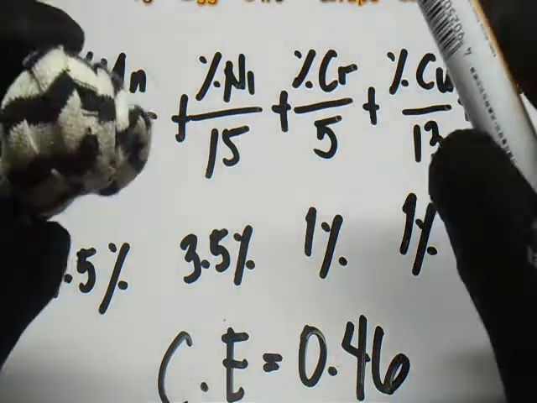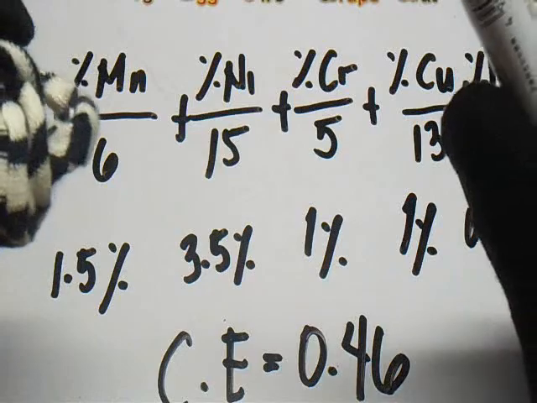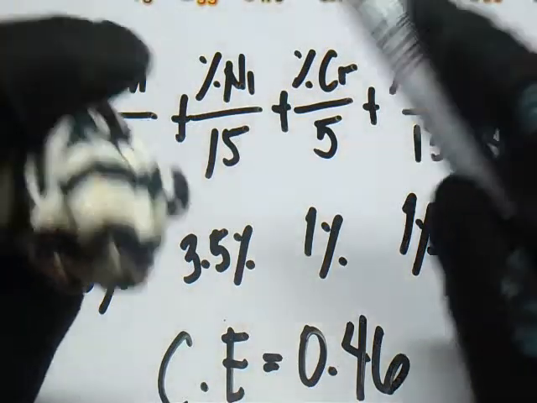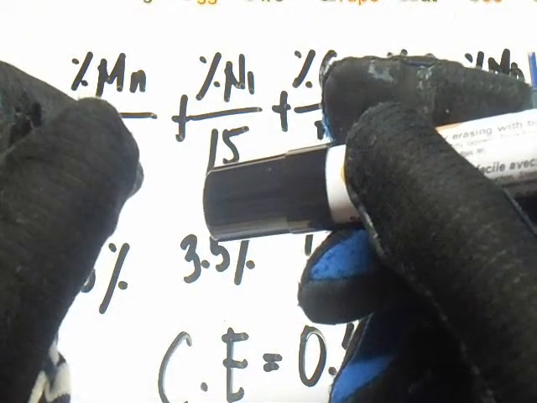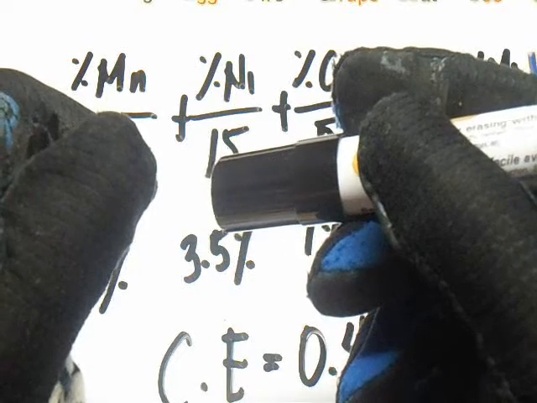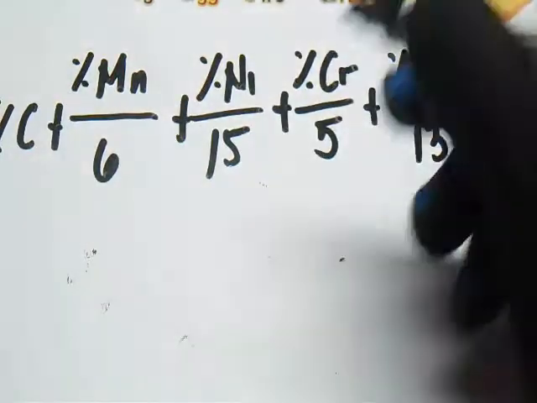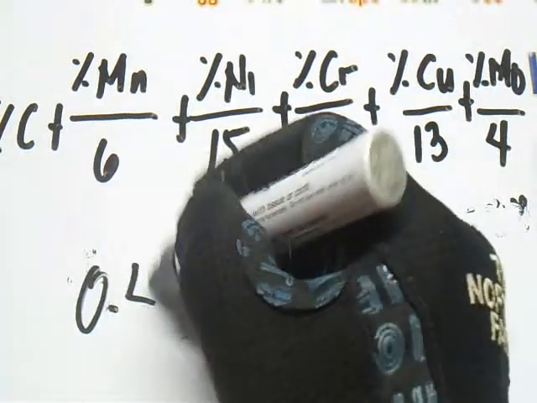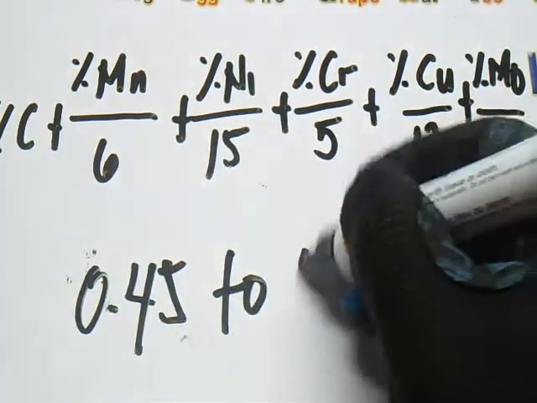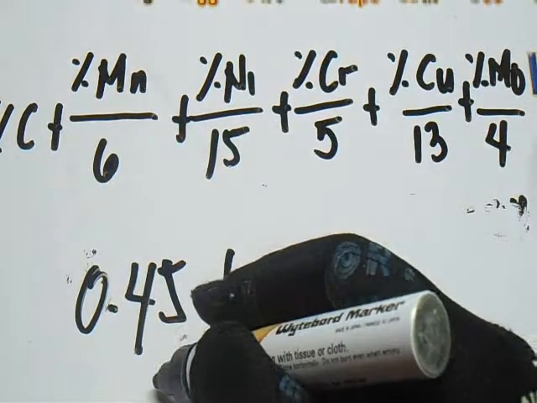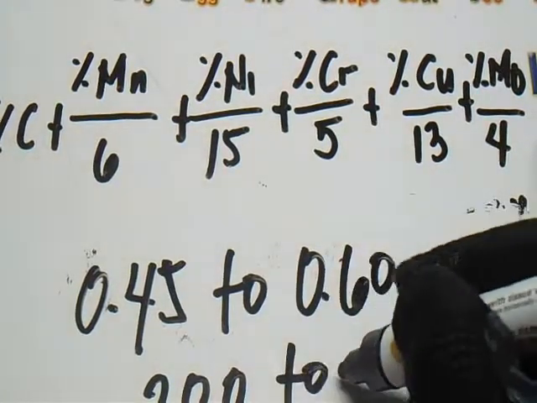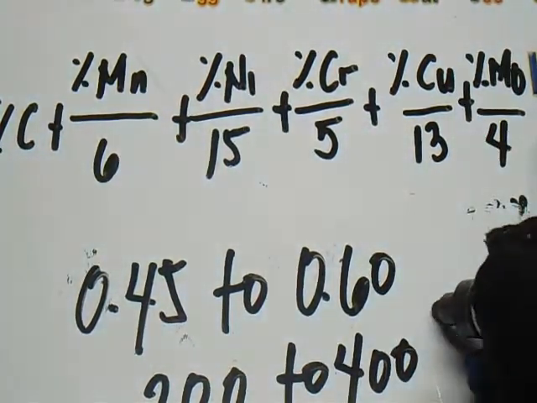Up to 0.49, our suggested preheat is 0.45 to 0.60. Our suggested preheat temperature is 200 to 400 degrees Fahrenheit. So 0.45 to 0.60, our suggested preheat is 200 to 400 degrees Fahrenheit.